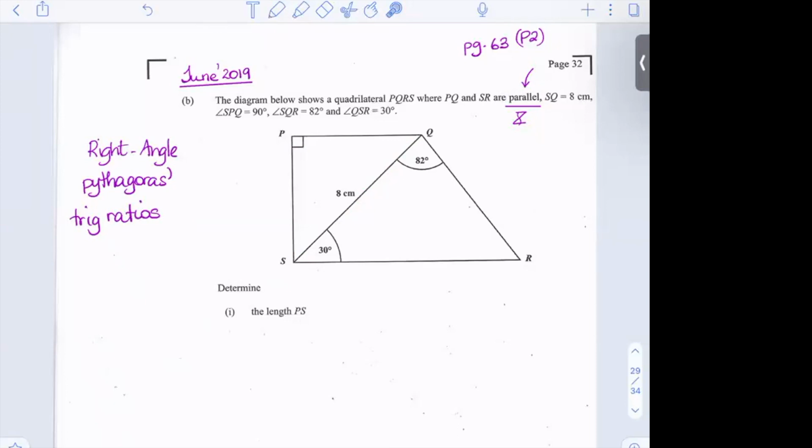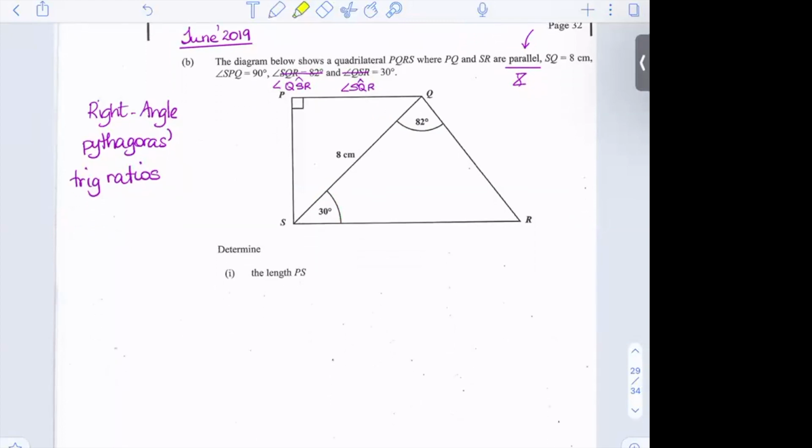The angle at Q is 82, and the angle at S, they have the angle at Q is 82, but this is wrong. This is angle QSR, which is 82. So make that correction. This one here, the angle SQR, is 30. So make that correction. That was wrong. The angle at S is 30 and the angle at Q is 82. So that was incorrect there.